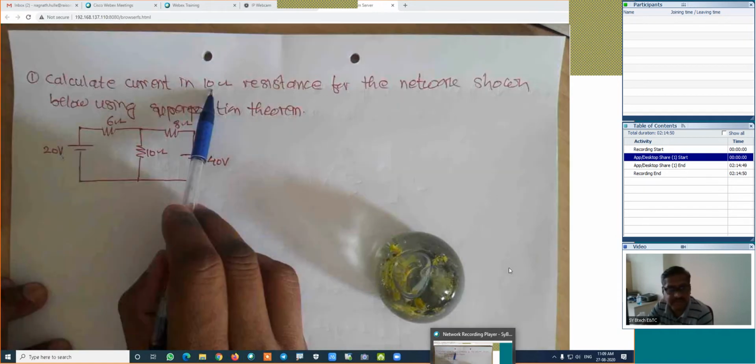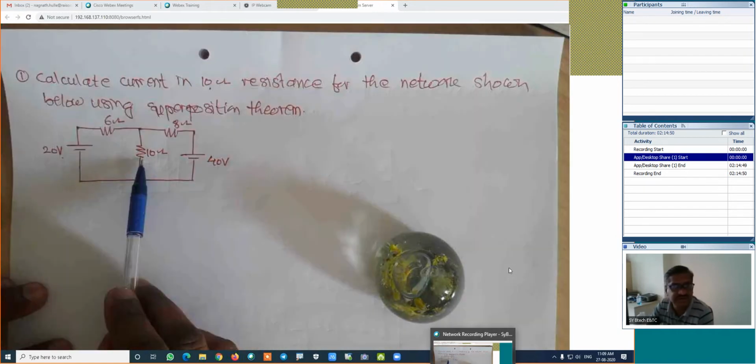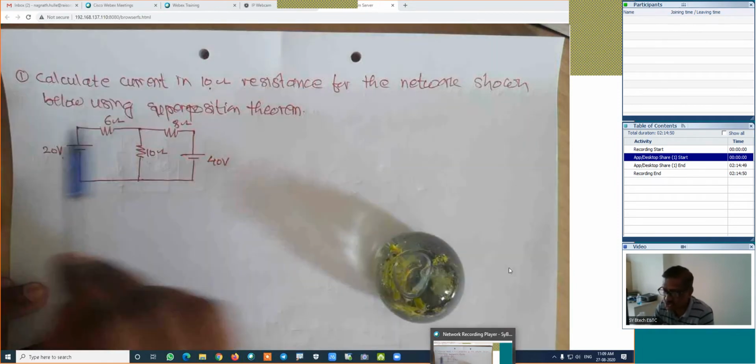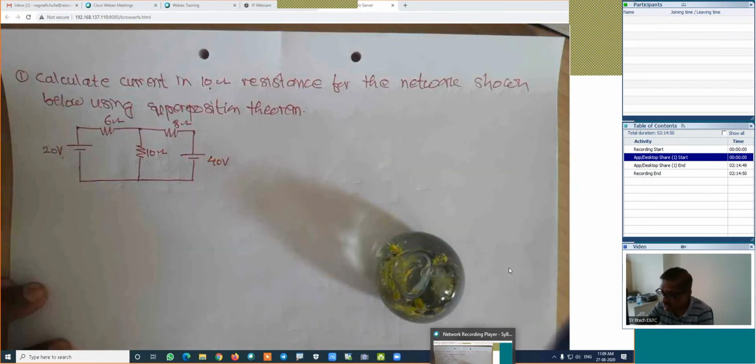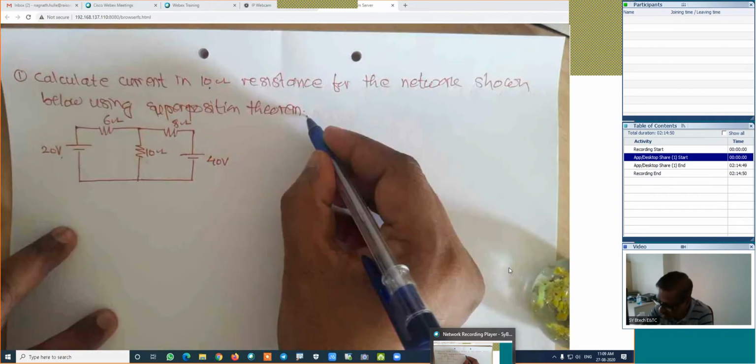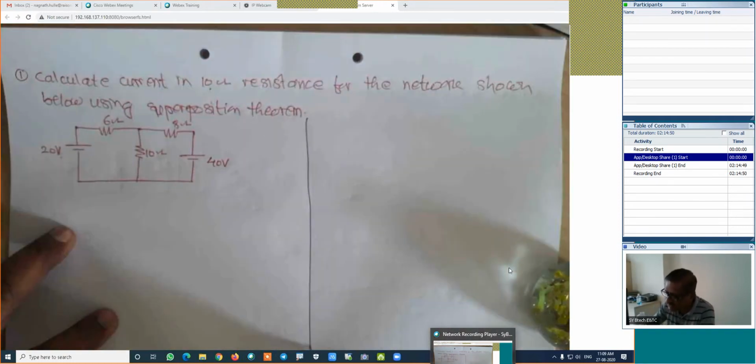Calculate current in 10 ohm resistance. In this resistance, we are interested in the calculation of the current for the network shown below using superposition principle. Now, first, start with the basic point.